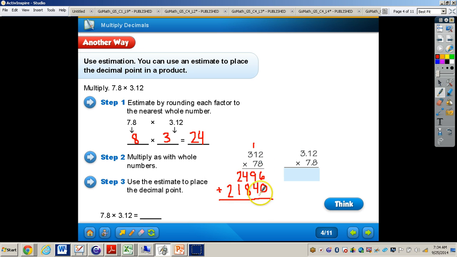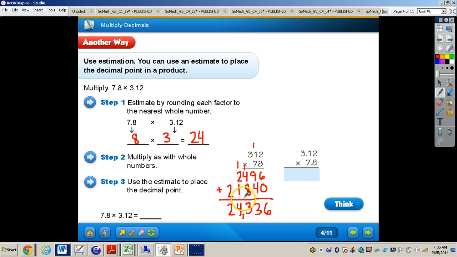Now from here we can add. 6 and 0 gives me 6. 9 and 4 gives me 13. Put my 3 here, carry the 1. 1 and 4 is 5, plus 8 is 13. Put my 3 here, carry the 1. 1 and 2 is 3, plus another 1 is 4. And we have our 2, for a total of 24,336. But it's very, very important to remember that we just ignore the decimal points.